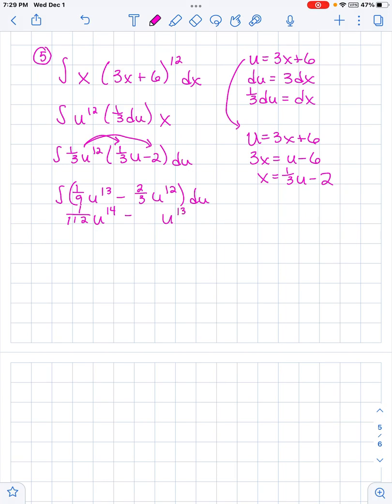Okay, now we'll do the same thing on this one. This is u to the 13th. I add 1 to that. If I divide by 13, that's 2 over 3 times 13. I definitely know this one. If I'm wrong on 112, I'm sorry, but I think I'm right.